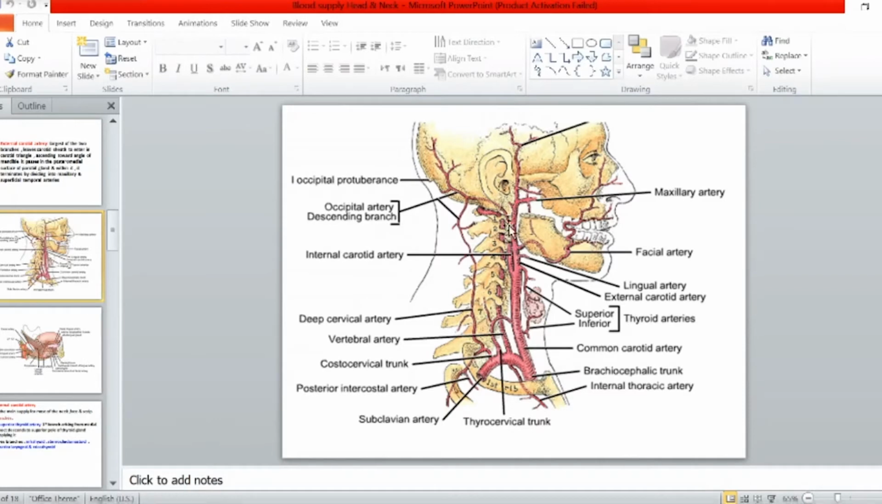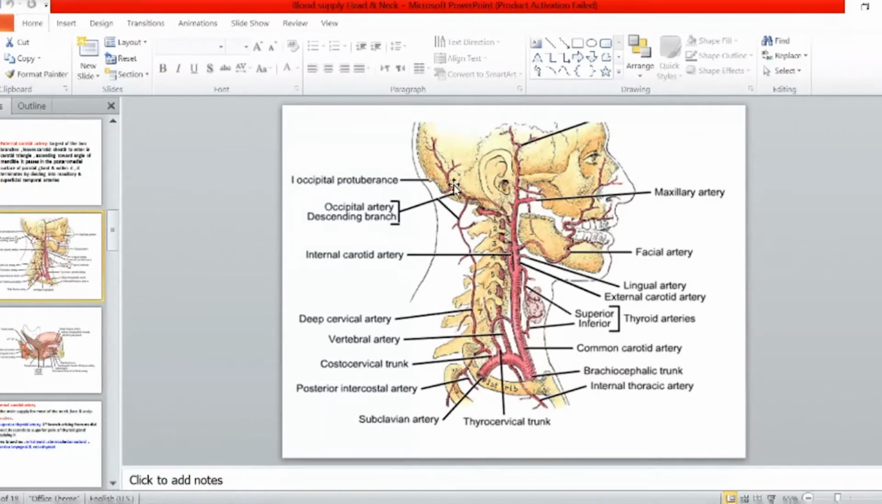It gives rise to another branch, which is the occipital artery. From the posterior aspect, just as it passes behind the angle of the mandible, the occipital artery passes backward in a groove over the mastoid process and then along the superior nuchal line, where it anastomoses with its fellow at the external occipital protuberance.